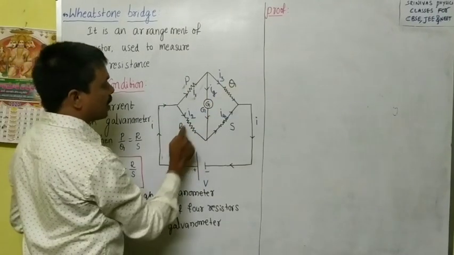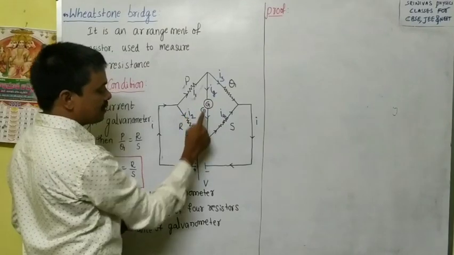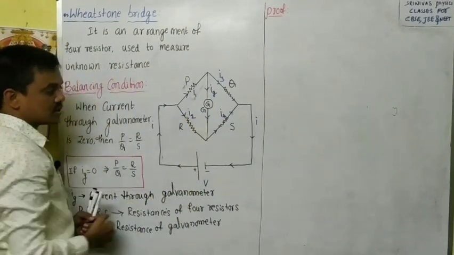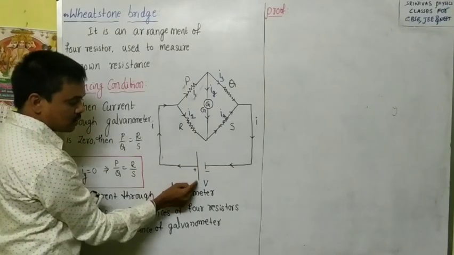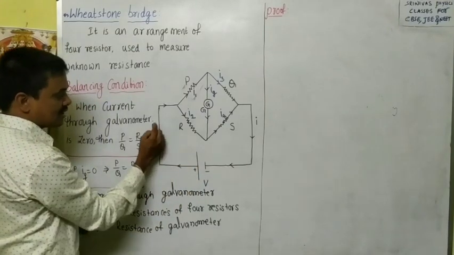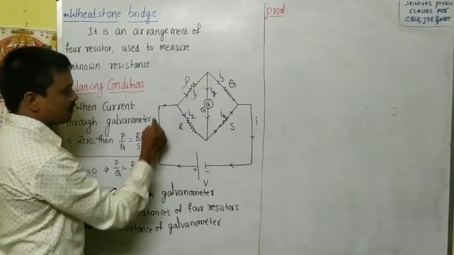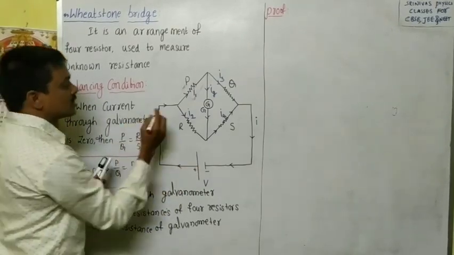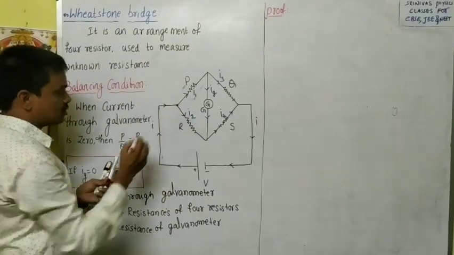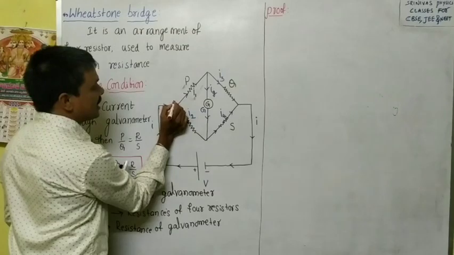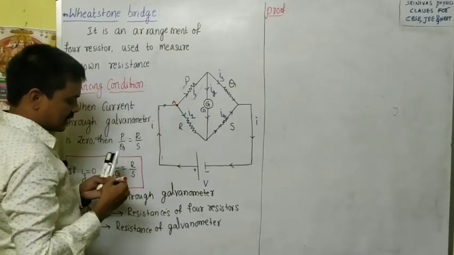Here P, Q, R, S are the four resistances, G is the resistance of the galvanometer, and one battery we are using here. The battery supplies the current, and from the positive terminal the current I starts. From the positive terminal of the battery current I enters and comes to this point. This point we will take as A. After coming to this point, the current will split.